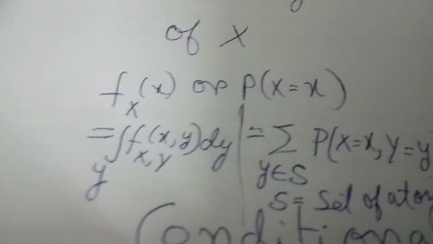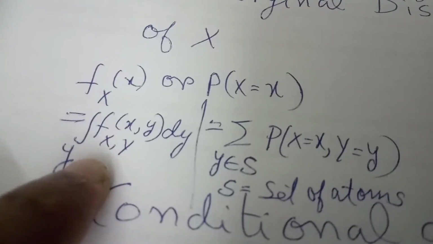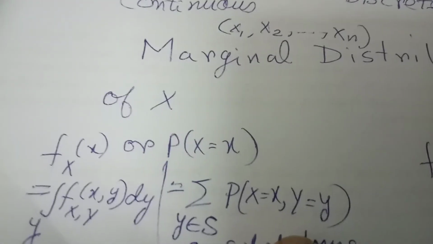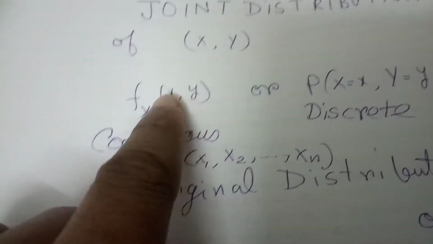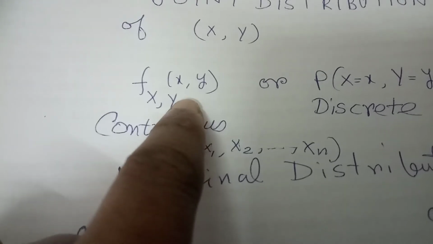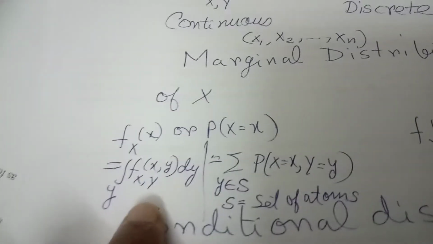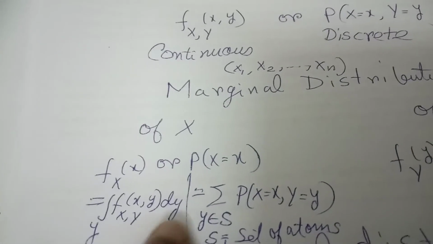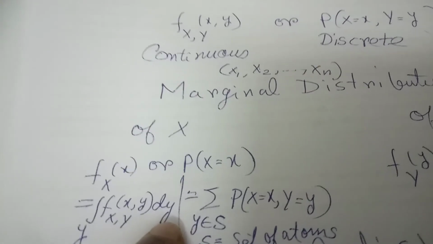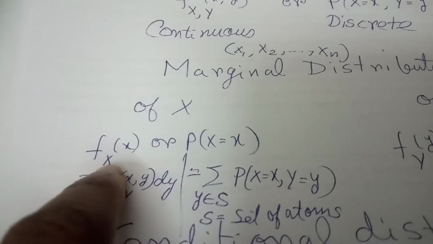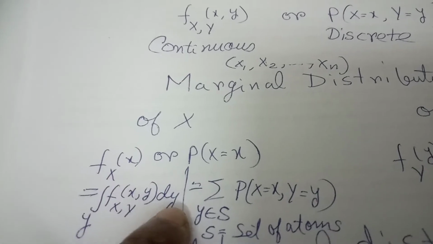So this is what you try to understand. Suppose this is for the continuous case and this is for the discrete case. So how do you get the marginal density? Just focus on the continuous case. Given a joint distribution, you can get the marginal distribution by integrating over the other variable. So if you are interested in the distribution of x, you integrate over y.